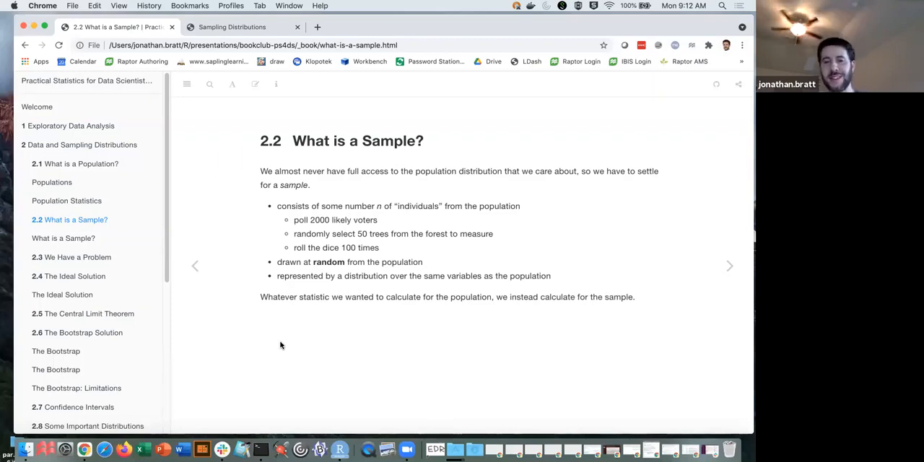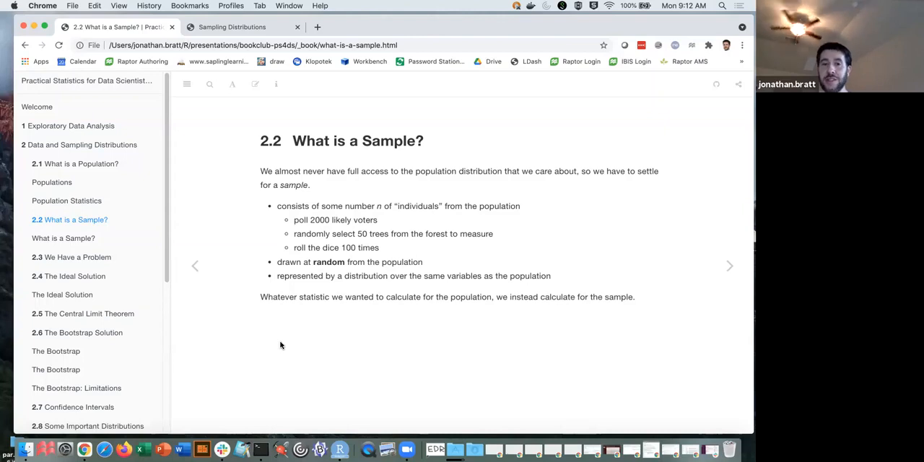So that's a sample. It's some number of individuals, and we're going to use N here, which I think is pretty common usage, to represent the size of that sample. There are other sizes we'll talk about. N means the size of the sample. They're drawn from the population at random, at least in principle. And this is a well-defined process because you're representing a population as a distribution, so we can draw randomly from a distribution, and that's how we sample.